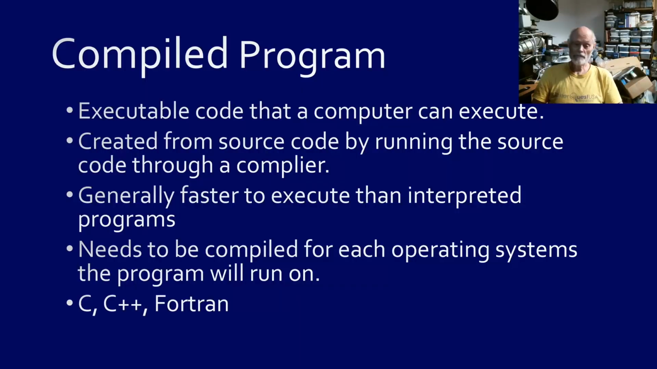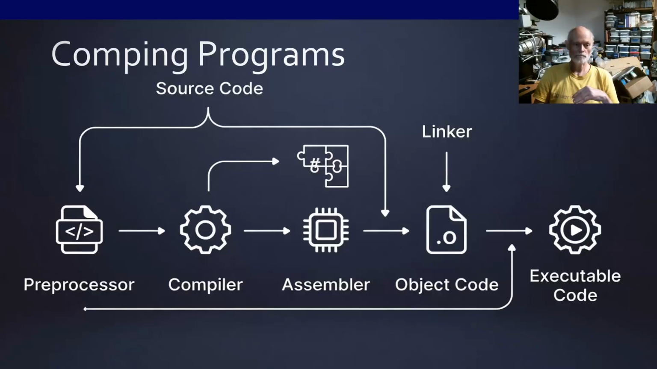It's generally faster than other types, such as interpreted languages. We need to compile it for every operating system that we use. And some examples of compiled languages: C, C++, and Fortran.